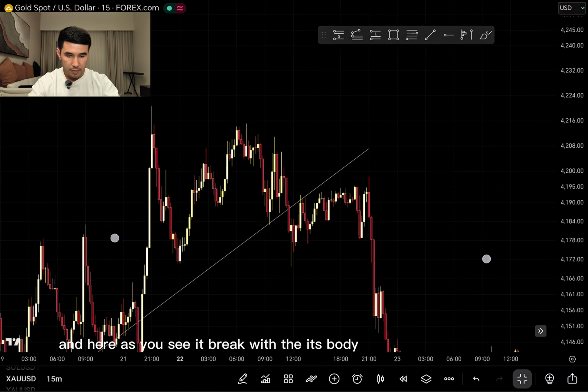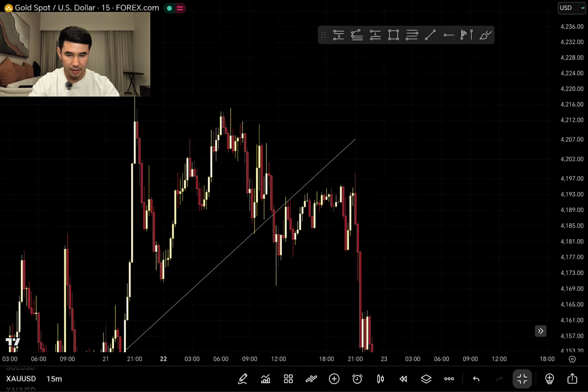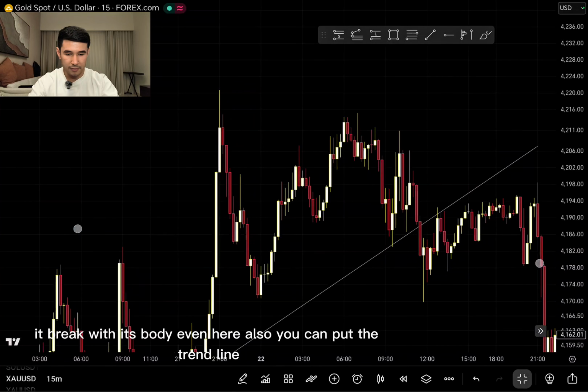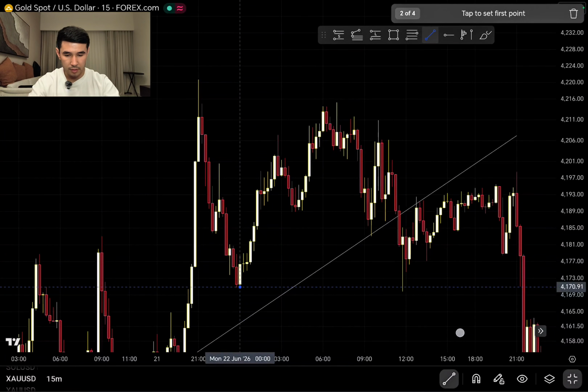And here, as you see, it breaks with its body. It breaks with its body. Even here also you can put the trend line, for example.